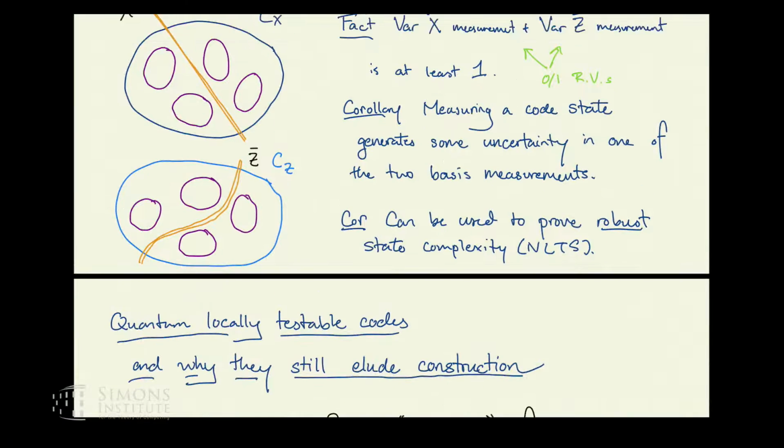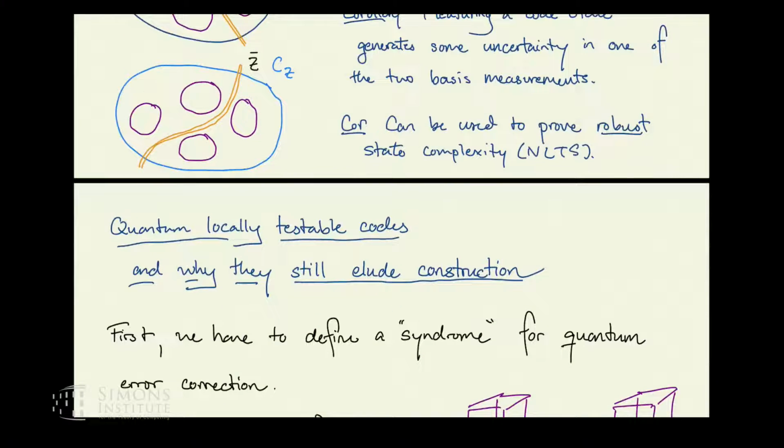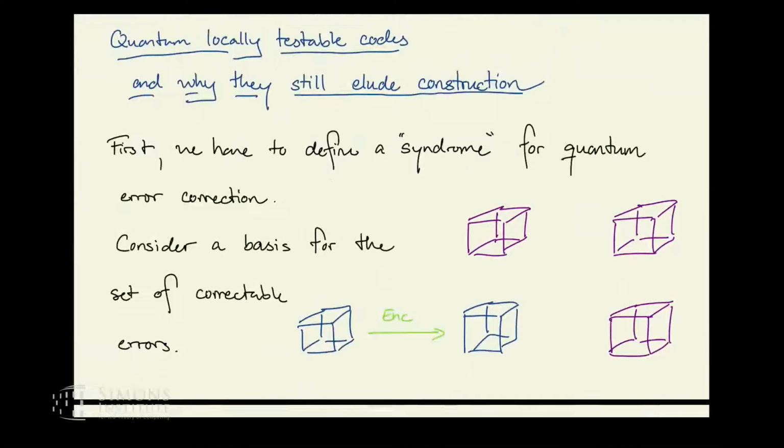All right, so let's talk a little bit about quantum locally testable codes and sort of what the picture might look like for that. In order to talk about quantum locally testable codes without assuming anything about the CSS structure, we need to get to defining a notion of syndrome for error correction. What we can do is take a basis for the set of correctable errors. It doesn't have to be the basis you wanted for CSS codes, because we want to say this for all codes. And you consider a basis.